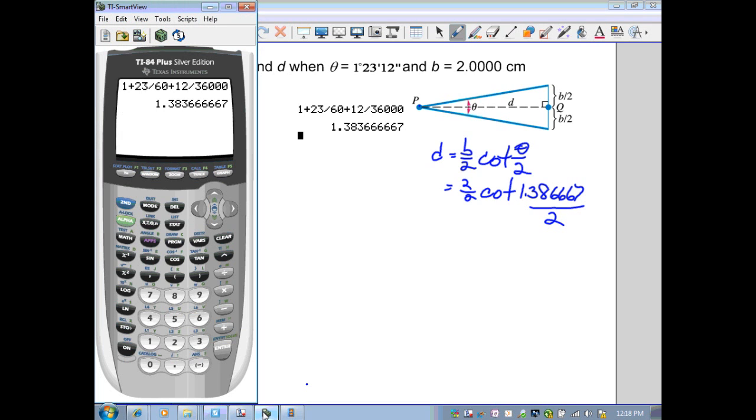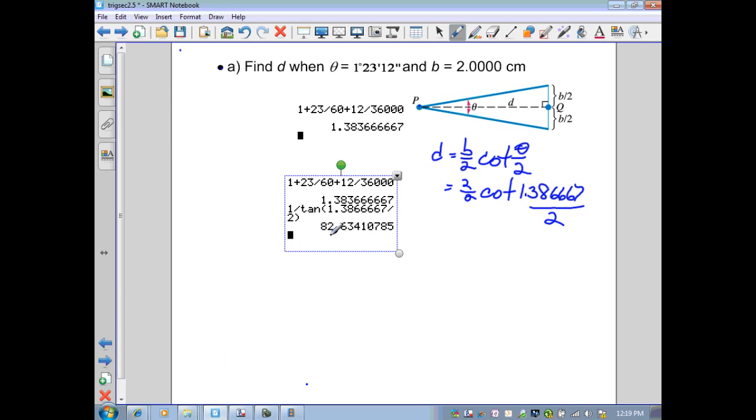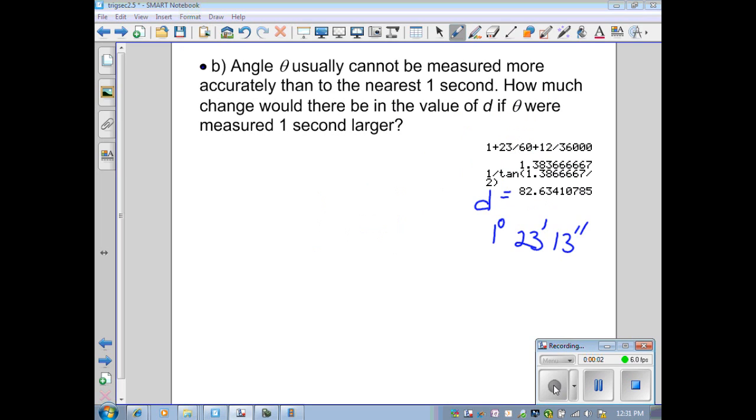Now, all I need to do is make a calculation using the calculator. I'm going to substitute in. 2 over 2 is 1, so I really don't need that, but I do need to recall that cotangent is the reciprocal of tangent, 1 over tan. So 1 divided by tangent of 1.386667 divided by 2, and I get 82.634107. Let's continue the example.